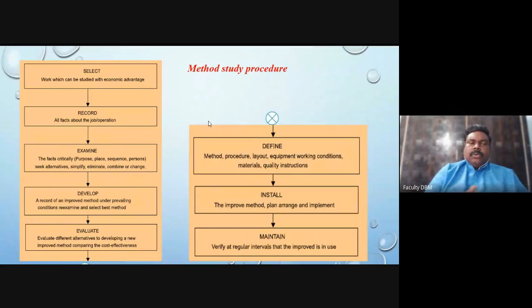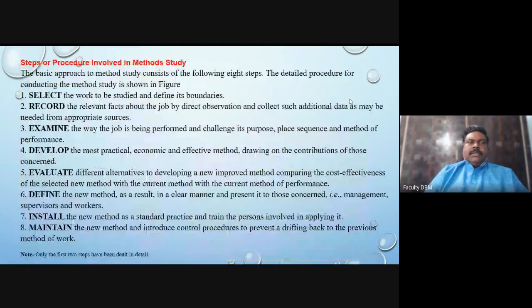So if you want to make a particular job, activity or operation efficient, we have to study like this. This is the method study structure: select, record, examine, develop, evaluate, define, install, and maintain. These are the steps we have. Now in detail, the steps or procedures involved in method study: the basic approach consists of 8 steps that we have seen in the earlier diagram.